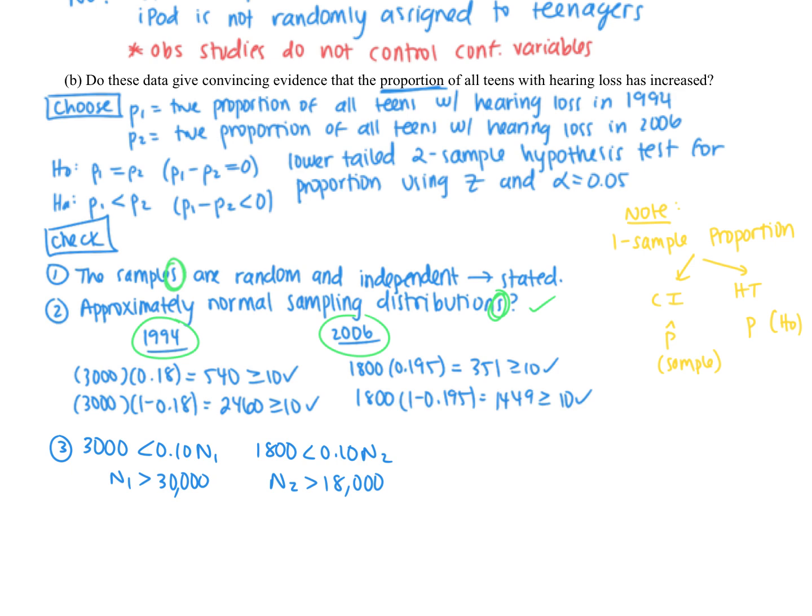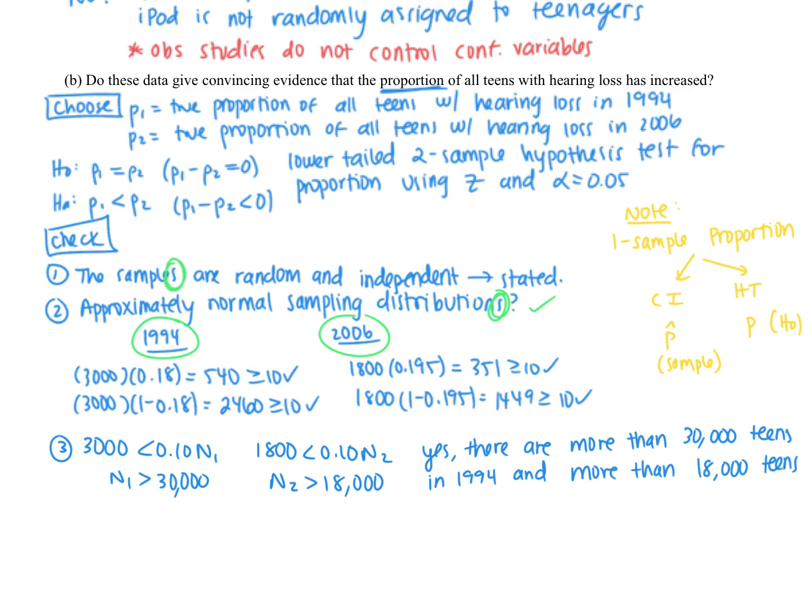So I'm going to say, yes, there are more than 30,000 teens in 1994 and more than 18,000 teens in 2006.